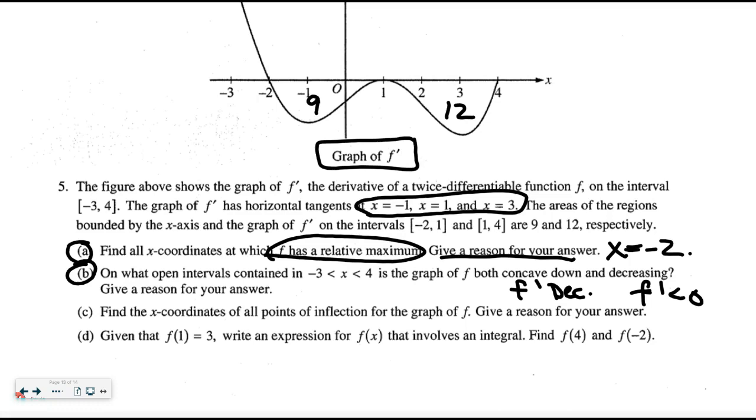Oh, so we'd be on -2 to -1, right? And then union 1 to 3. Or you could put comma 1 to 3. It doesn't matter. All right. And then what are you going to say? This is where f prime is negative and decreasing.